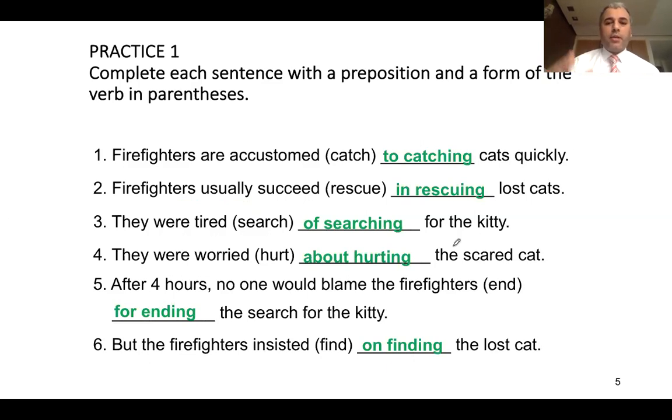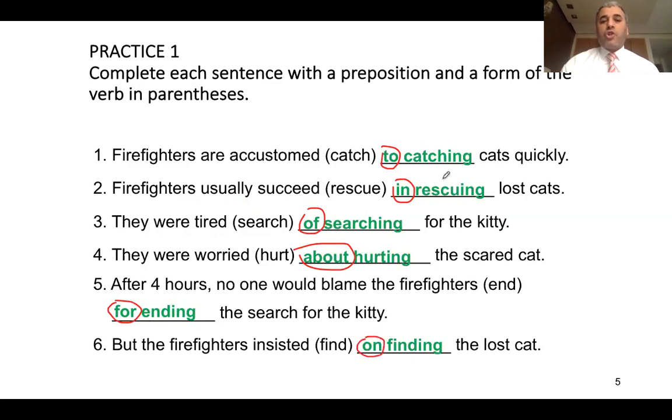So you can see in all these, we have prepositions, okay? This is a preposition, this is a preposition, and this is a preposition. This is a preposition. This is a preposition as well. And this is a preposition as well.